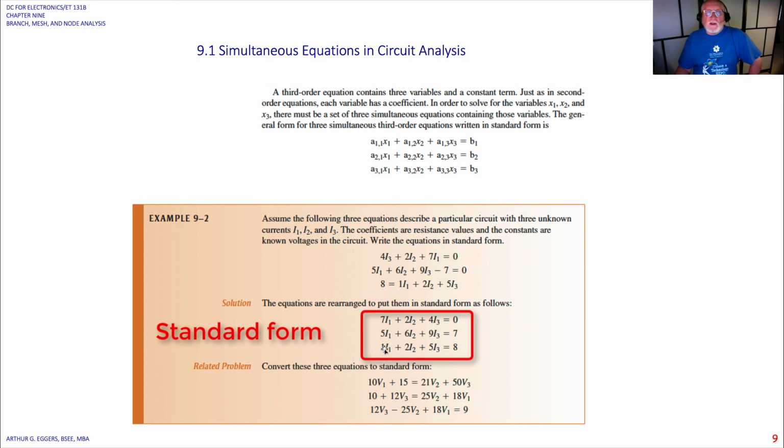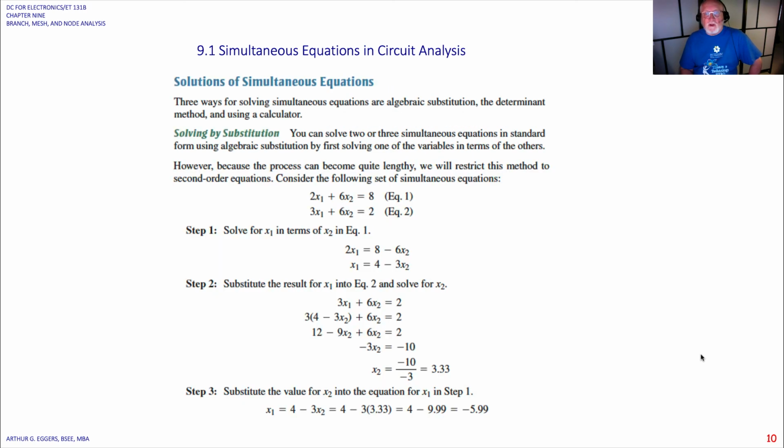In the last one, then we need to move everything on the right to the left and everything on the left to the right. And that's what we did here. Everything was pretty much aligned. So we've got row 1, row 2, row 3, column 1, column 2, column 3, and then the column of constants. So, 3 simultaneous third order equations.